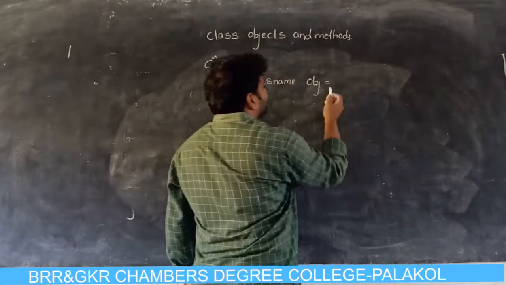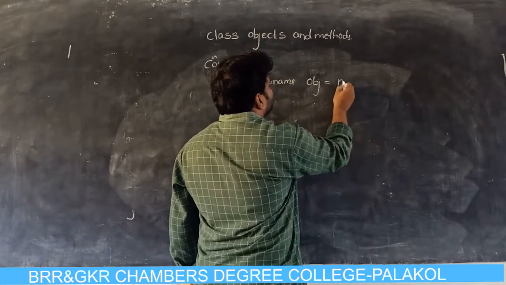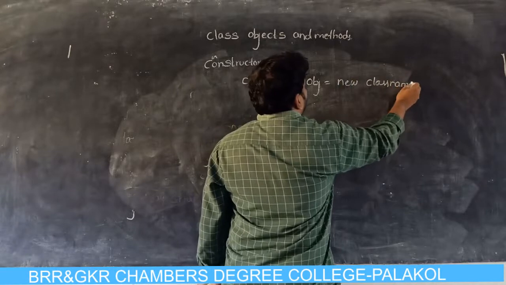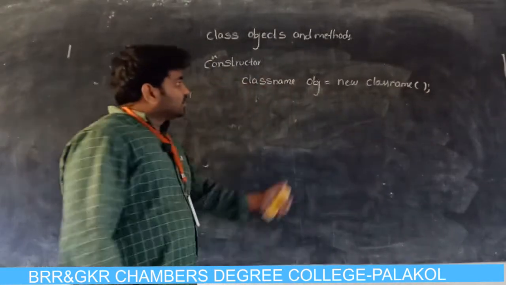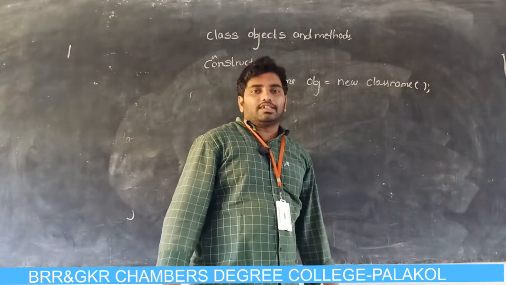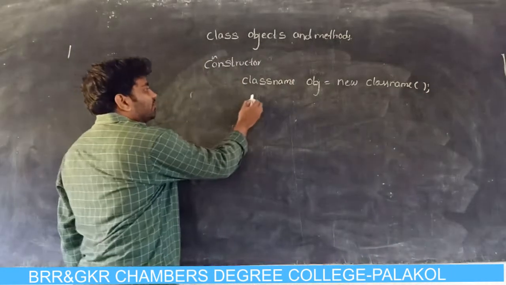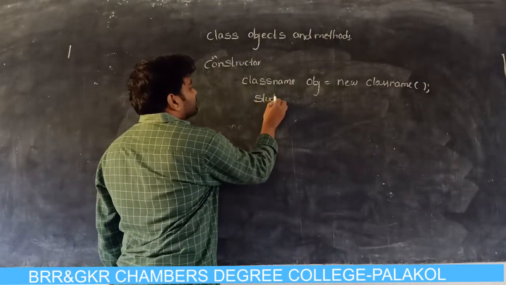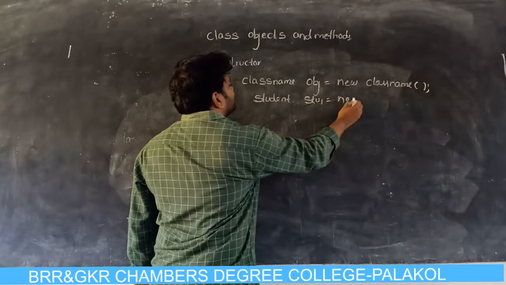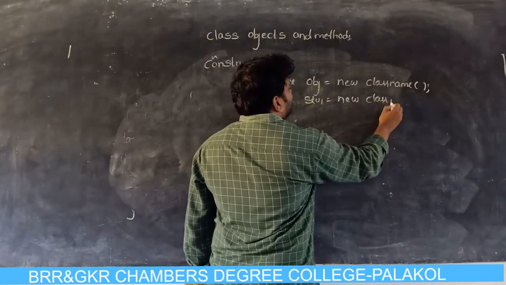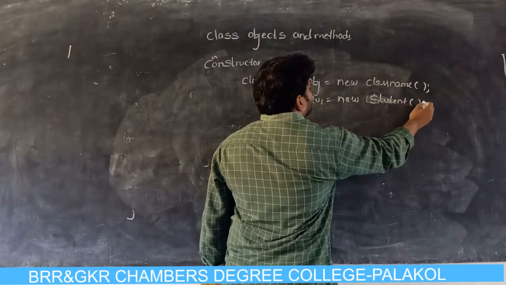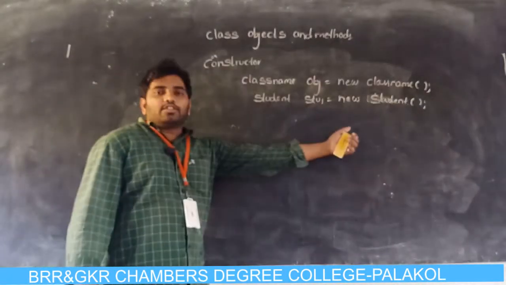Next, you write new and class name. Class name, open bracket and closing bracket, semicolon is nothing but the constructor. Okay, this is the example: class name Student, object stu1 new, class name means Student, semicolon.